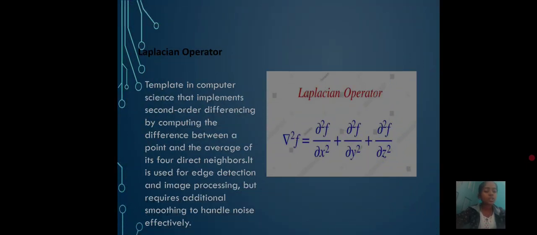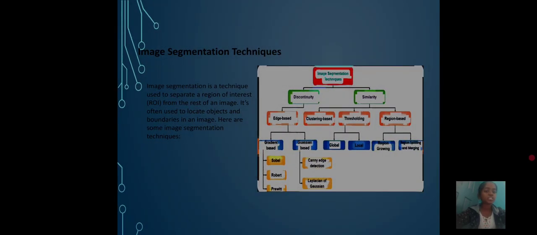Let's see what is the Laplacian operator. It is a template that implements second order differencing by computing the difference between a point and the average of its four direct neighbors. It is used for edge detection in image processing, but requires additional smoothing to handle noise effectively. The Laplacian operator gives us the partial differentiation formula, that is del square f by del x square plus del square f by del y square plus del square f by del z square, as we all discussed in the class.